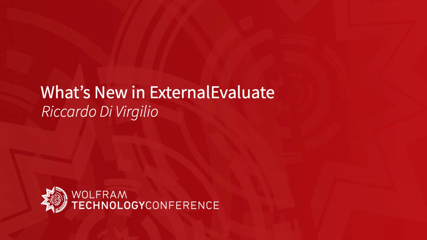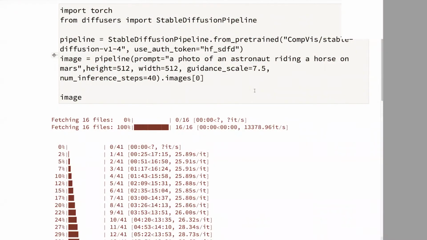I am Ricardo Virgilio. I've been working for the company for like 9 years now. I have developed most of the code that is in ExternalEvaluate. ExternalEvaluate is kind of an ambitious thing where we have this new thing called the external code cell, and you can write in any kind of language.